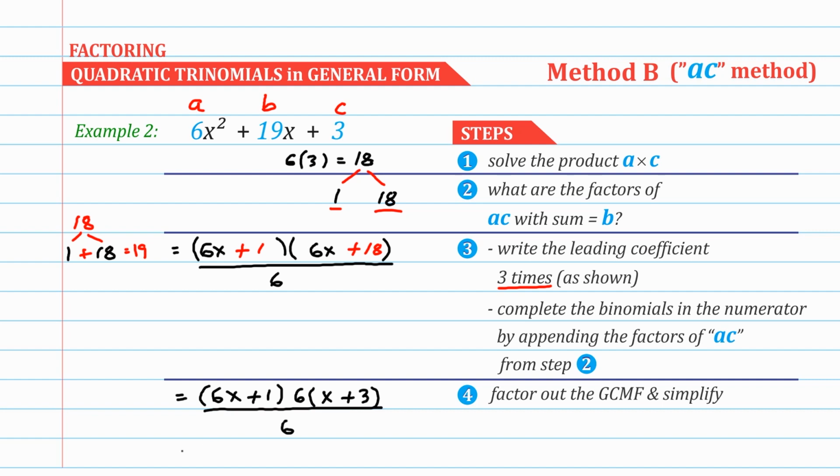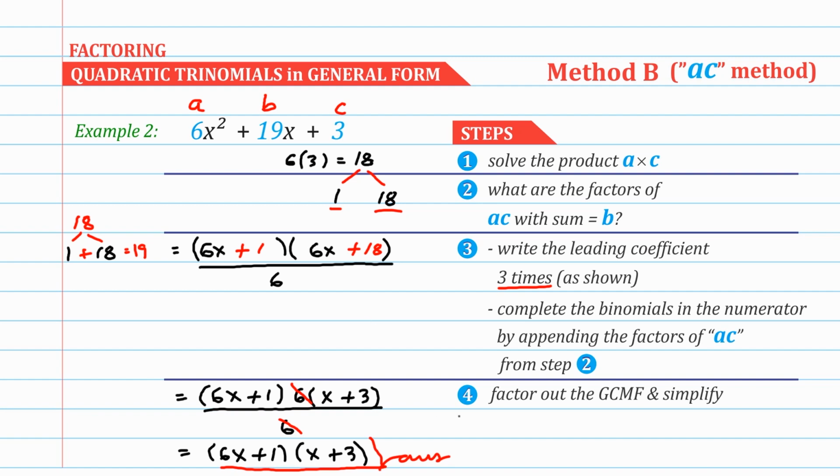Of course, this is not yet simplified because we have a denominator. Bakit kaya tayo may finactor out? Because that factor can cancel our denominator. In the end, what we have is 6x plus 1 and then x plus 3. This now are the factors of our trinomial above.